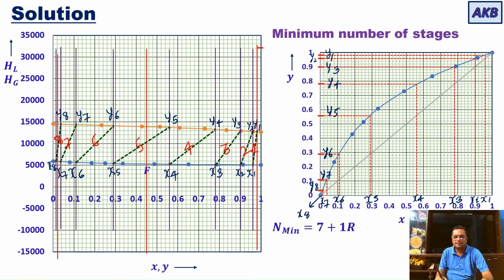So that means in this case, the minimum number of stages is 8, out of which 1 is the reboiler and the remaining 7 are the stages in the column. So the only thing you have to remember is that those construction lines are to be drawn vertical, and you have to follow the same procedure which we followed for finding the number of ideal stages. I hope it is now clear to you how to get the minimum number of stages, which happens to be the case when the column is operating under total reflux.